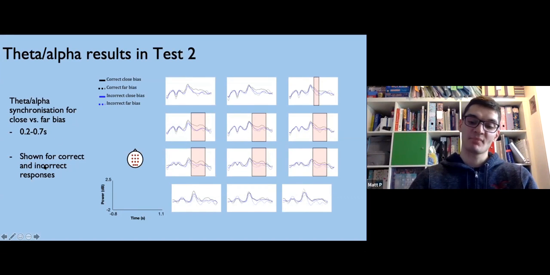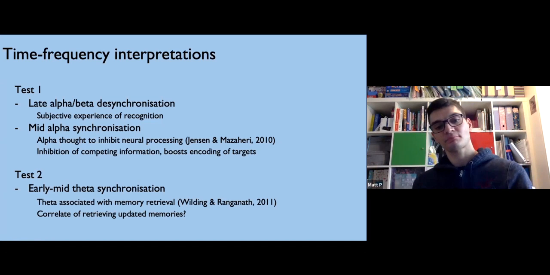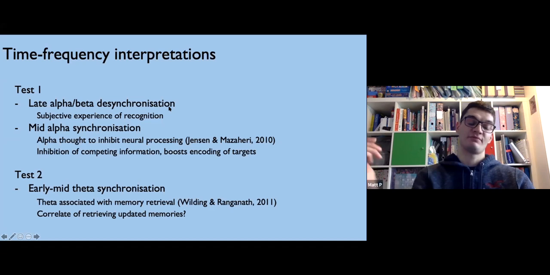and incorrect responses. So what we reason from this kind of data, for these different effects, is that the alpha beta desynchronization, we argued, reflected a subjective process related to, you know, "I strongly believe that I remember seeing this face compared to this face." The mid alpha synchronization effects. So there's an opinion that alpha and beta are inhibitory oscillations. So a desynchronization of those inhibitory oscillations kind of enhances processing of information.